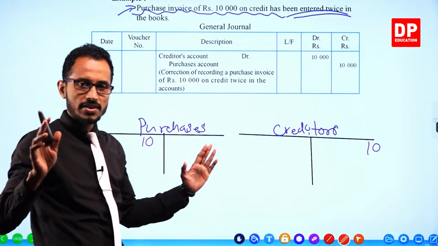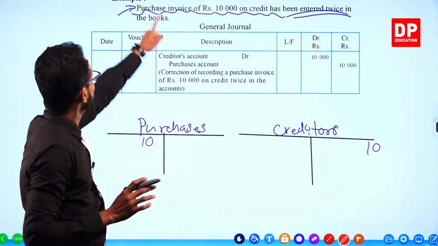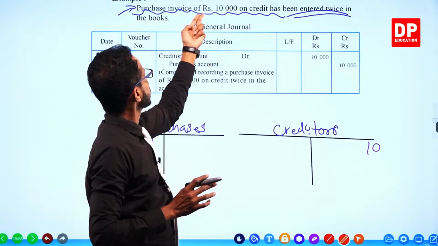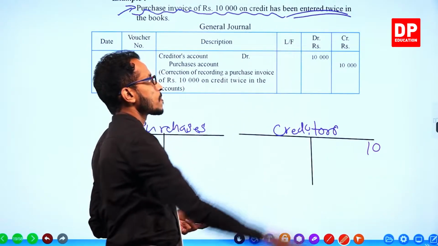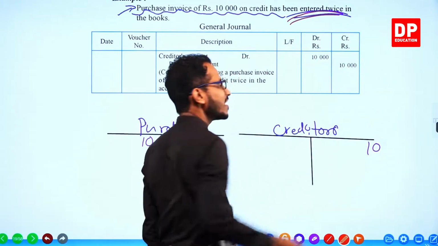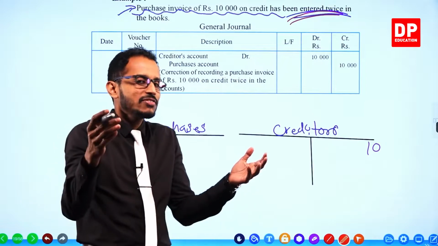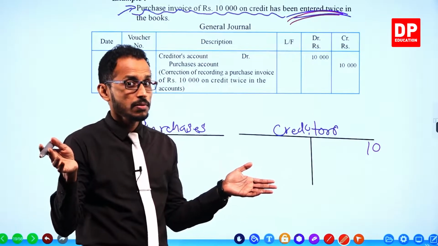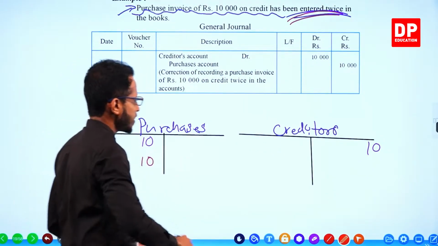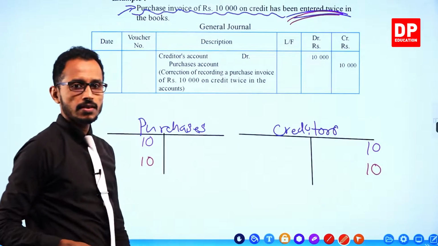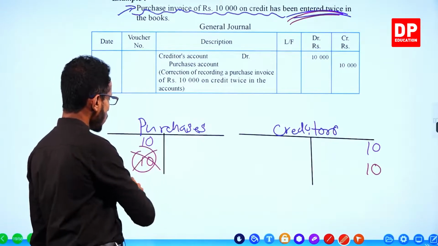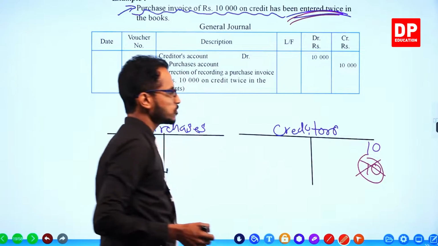This is the actual correct double entry which has been recorded to record this transaction, purchase invoice of 10,000 on credit basis. But the problem is it has been entered twice. You have to identify the problem. The problem is it has been entered twice. That means again it has been entered, 10 and 10, for the second time. This entry is wrong. It should be removed. So what should you do?